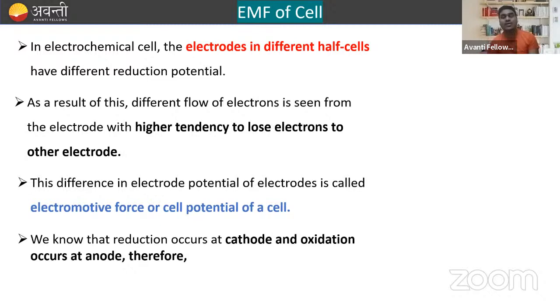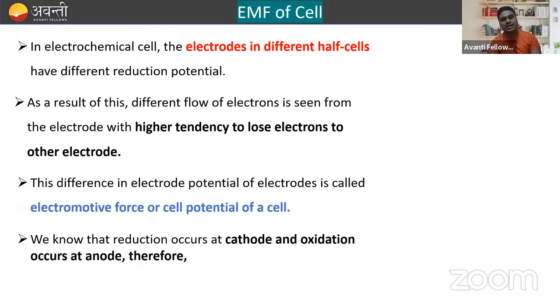Now let's see how to calculate the EMF of the cell. Basically, in the electrochemical cell, the electrodes in the different half cells have different reduction potentials. As a result of this, a flow of electrons is seen from the electrode with the higher tendency to lose electrons to the other electrode. This difference in electrode potential is called electromotive force or cell potential of the cell.